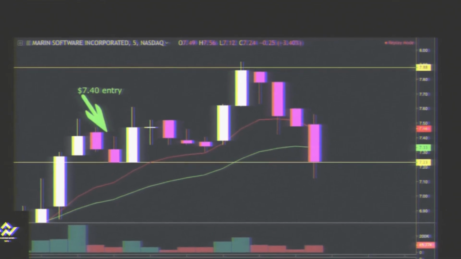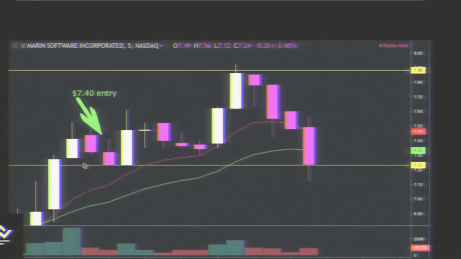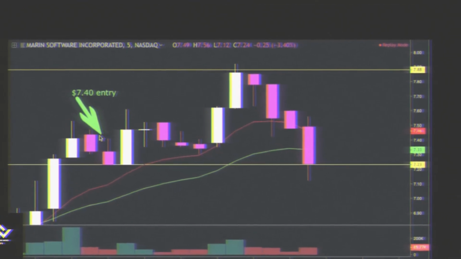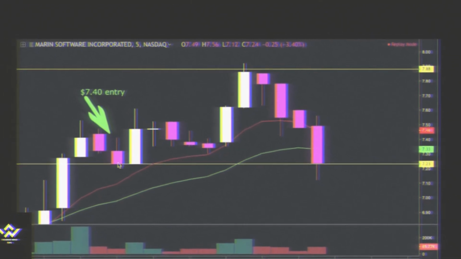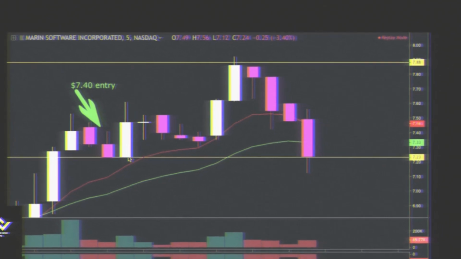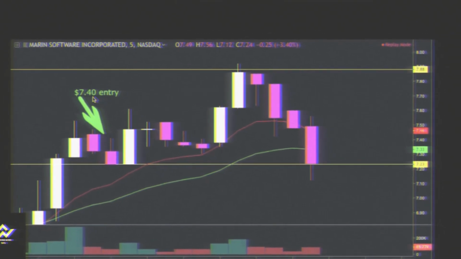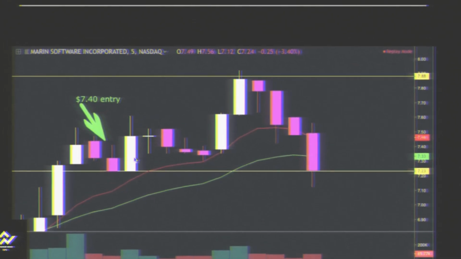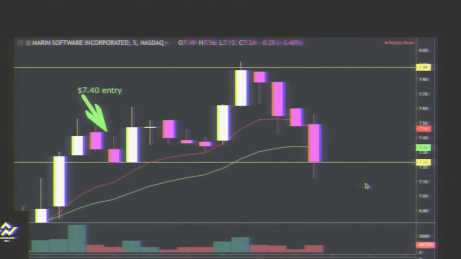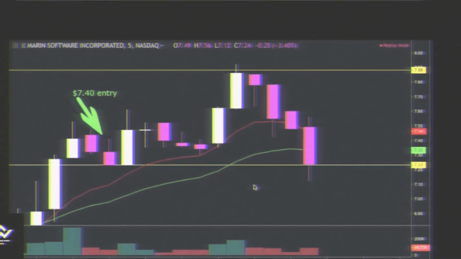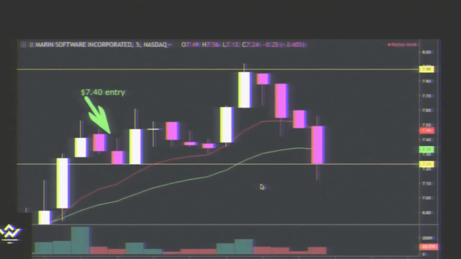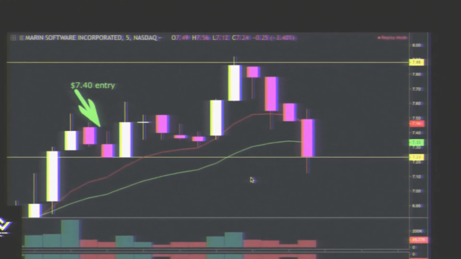Looking at a similar setup as we saw before, we get the break above resistance and we're looking for it to test as support. It holds as support as we see on these two candles and we enter on the first candle to make a new high. So $7.40 would be our entry price. Our stop would be just below the support, so we'll call it $7.20. That's a 20-cent stop. If we're risking $100, then we'll take it for 500 shares.